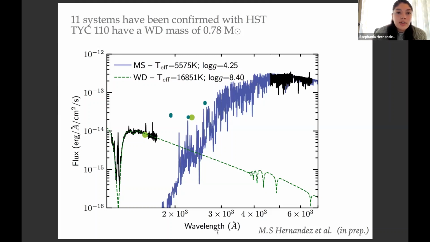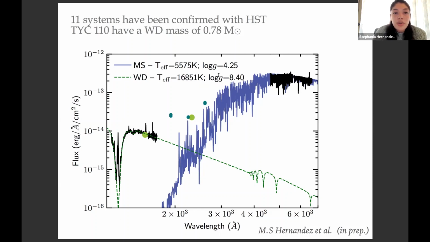It is Tycho 110, and we found strong carbon IV and helium II emission lines in the UV wavelengths, and they are related to chromospheric activity. We obtained the precise white dwarf mass and found discrepancies with the mass calculated with the binary mass function. In the plot, we see in black the HST spectrum and the UV spectrum on this side.